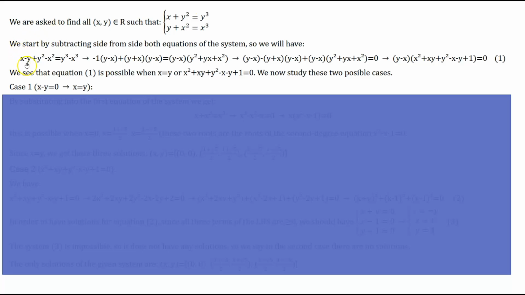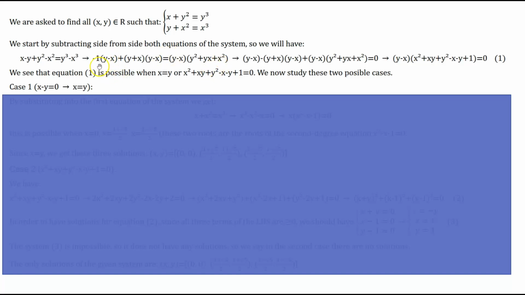We will have that x minus y plus y squared minus x squared is equal to y cubed minus x cubed. What we do now is some factorization. We have minus 1, which multiplies y minus x, plus y plus x times y minus x, which is the expression over here. And we have the famous factorization of the difference of two cubes, which is y minus x multiplied by y squared plus yx plus x squared.